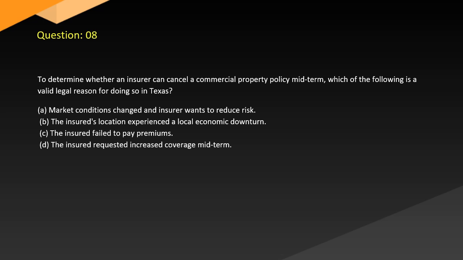Question 8. To determine whether an insurer can cancel a commercial property policy midterm, which of the following is a valid legal reason for doing so in Texas? A. Market conditions changed and insurer wants to reduce risk. B. The insured's location experienced a local economic downturn. C. The insured failed to pay premiums. D. The insured requested increased coverage midterm.